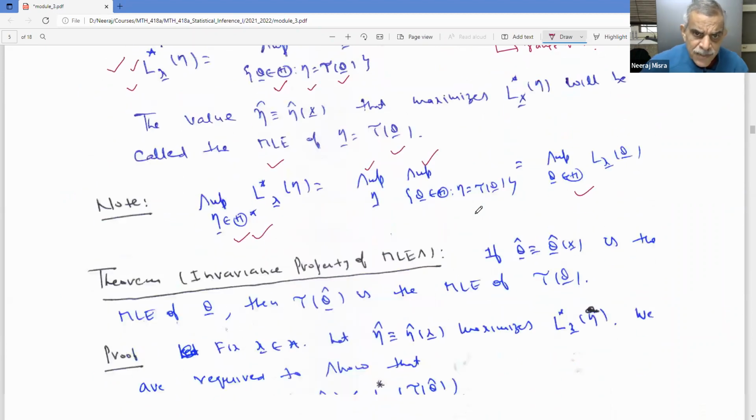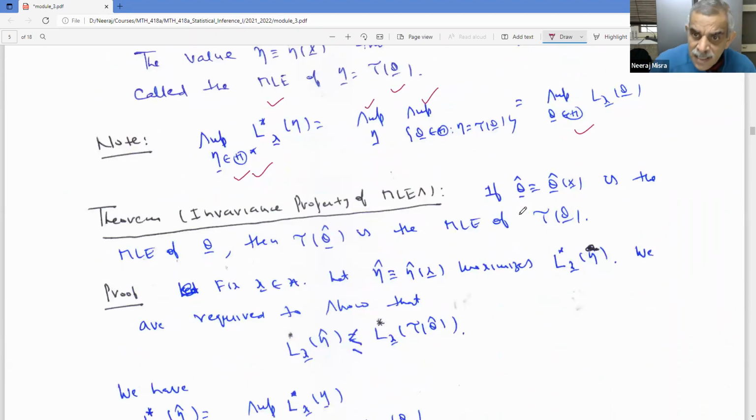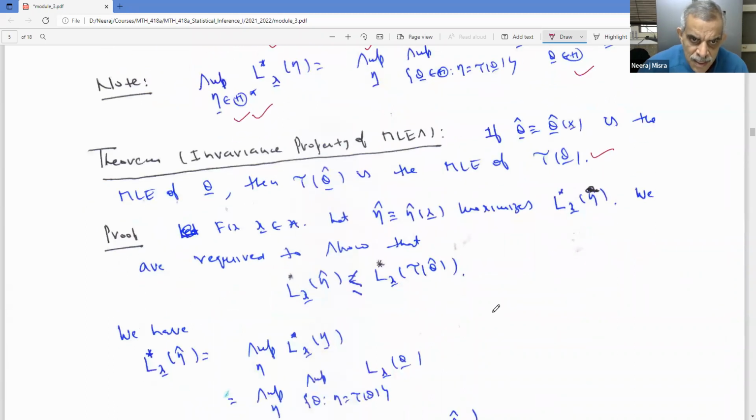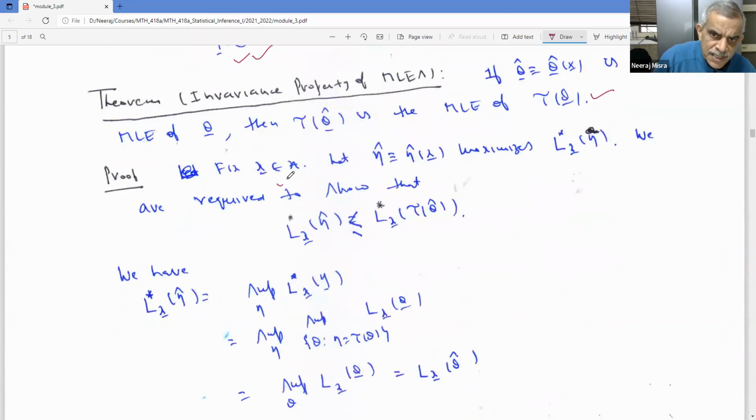So now I prove the invariance property of MLEs. It says if theta hat is the MLE of theta, then tau theta hat would be the MLE of tau theta through this definition of an induced likelihood function. So I fix the sample point X. Let eta hat be the point which maximizes Lx star eta, the induced likelihood function. We are required to show that Lx star eta hat would be less than or equal to Lx tau theta hat. The tau theta hat would be the one which maximizes this.